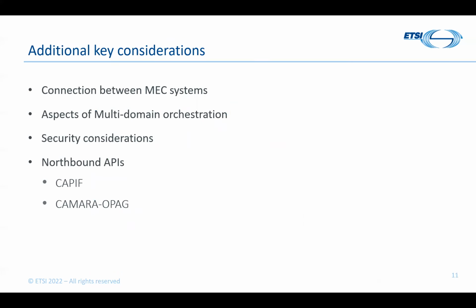Besides the deployment options, from architectural aspect, the white paper indicated further key considerations. As for connection between federated MEC systems, a concept of MEC Federation Interconnection Provider is introduced, which is based on the idea of carrier-neutral facility. As for an aspect of multi-domain orchestration, a concept of infrastructure as code based on multi-domain orchestration is introduced. As for security, the white paper indicated the importance of this aspect, which encourages readers to further study white paper number 46 and GS MEC 41. As for northbound APIs, the white paper provides an annex to introduce how we consider common API framework and CAMARA project from the ETSI MEC perspective.